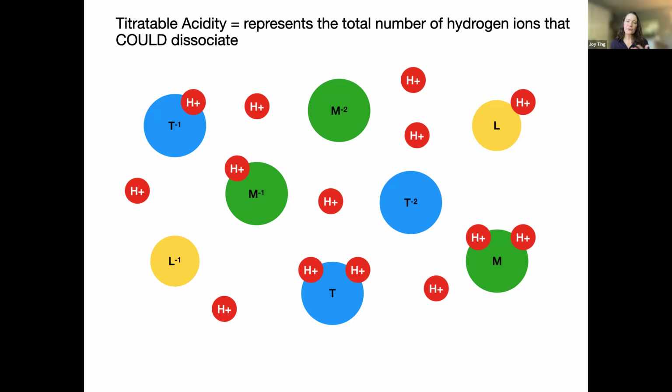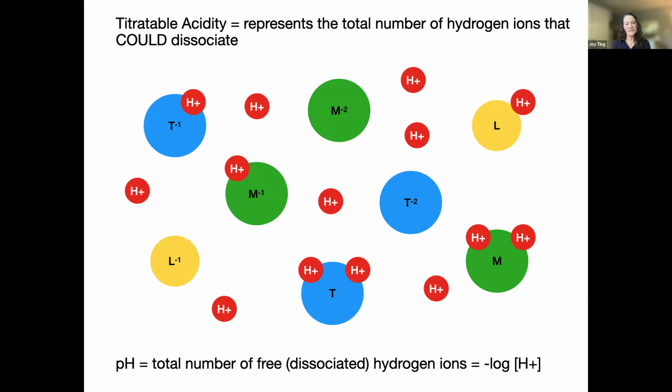But of course, we also care about the pH of the wine. The pH is a measure of the total number of already dissociated hydrogen ions. So not all of the total ones that are in there, but the ones that are currently dissociated from the parent molecule. In this case, I think I counted maybe 7 hydrogen ions that would contribute to the pH of the solution.